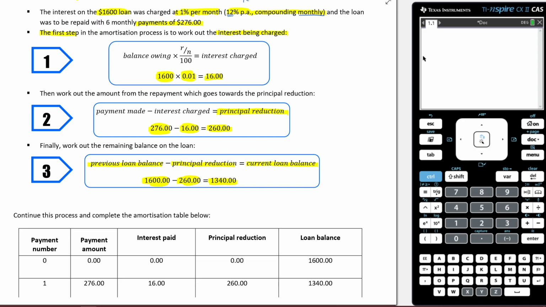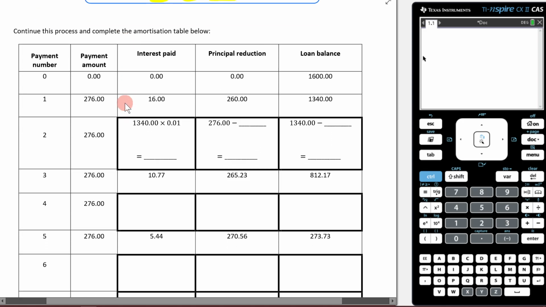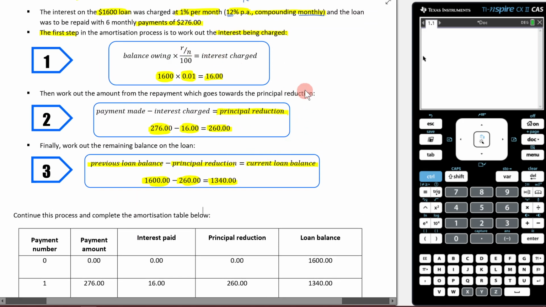Okay, that's a lot of background information now. Let's now come down and fill out this amortization table, which is really just going to be putting into action what we've seen here.